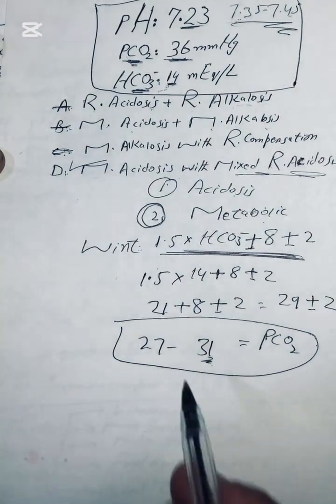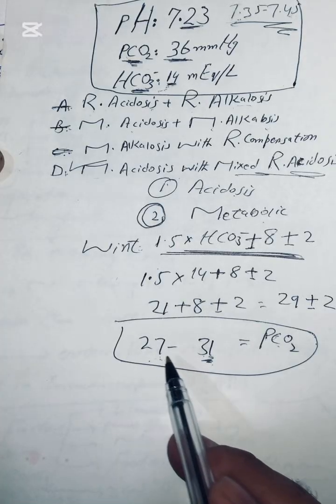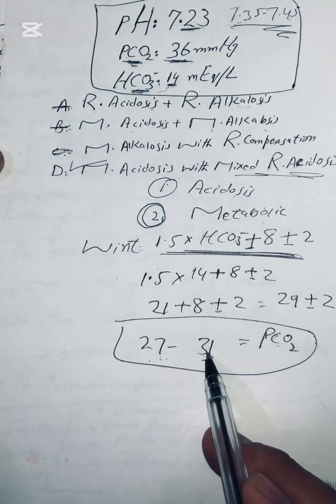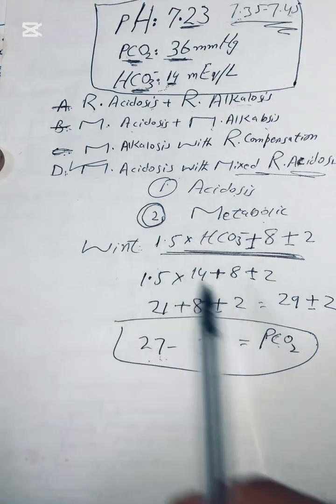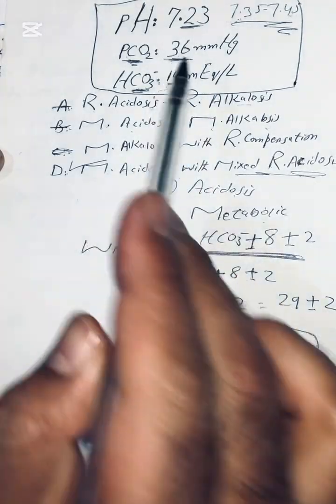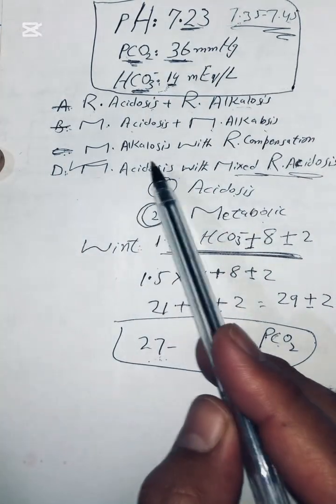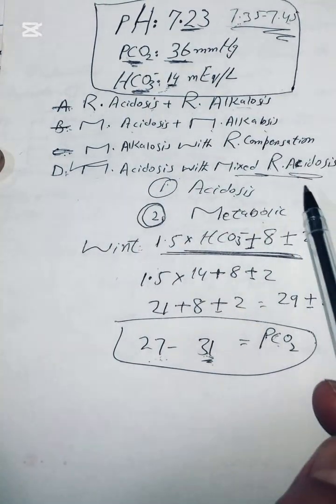How did we know? We checked that PCO2 should be 27 to 31. But over here, the PCO2 is more than 31. It's 36. So we have got metabolic acidosis with mixed respiratory acidosis.